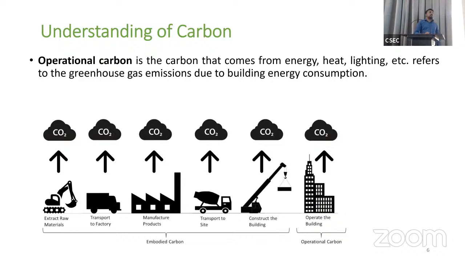Then the other term is operational carbon. The operational carbon mainly comes from energy related greenhouse gas emissions due to the building energy consumption. As you can see, on the left side are the embodied carbon emissions, then when the building is operating, we have operational carbon emissions.